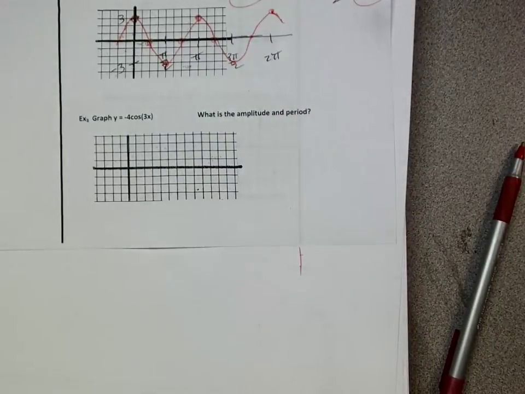Okay. Example 3. What do you think? What's going to happen? Give me some guesses. What does the negative mean? We're going to flip it upside down. So instead of it going up, it's going to go down then up, okay? So the negatives make it go upside down.